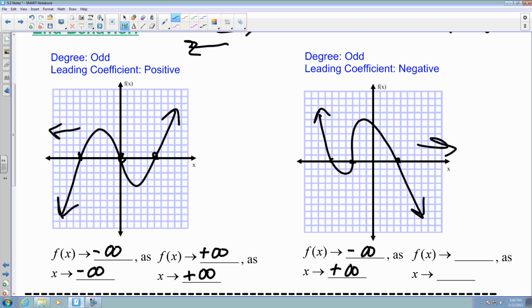Looking at x as it's approaching negative infinity, it's going towards the left, my apologies, our f of x is pointing upwards. So if it's pointing upwards, that means that as x approaches negative infinity, our f of x is going to be at positive infinity. Okay?